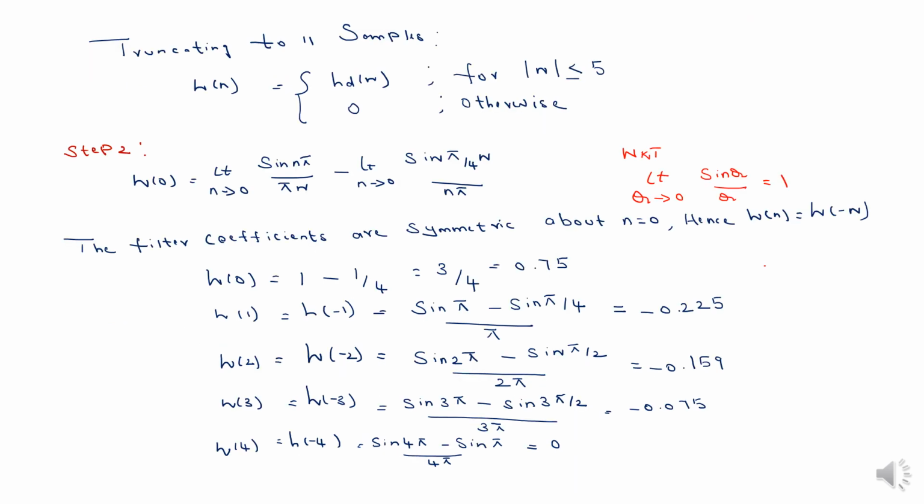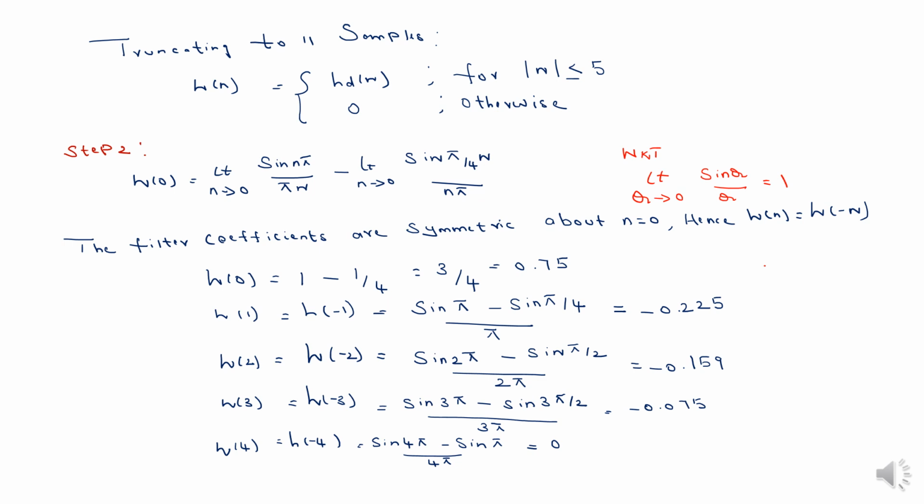According to the rule, we know that limit theta tends to 0 of sin theta by theta is equal to 1. So this is the formula we use. Upon applying it here, we break the expression into 2 terms. For the first term, we have sin nπ by nπ, so we substitute the limit: limit n tends to 0 of sin nπ by nπ, minus, for the second term, limit n tends to 0 of sin(nπ/4) by nπ.